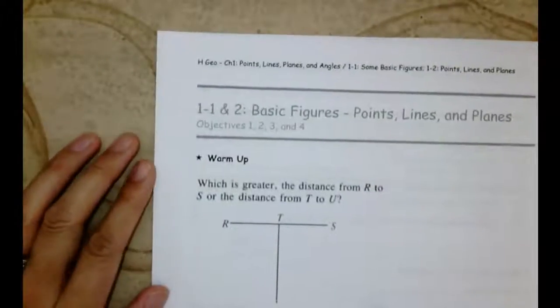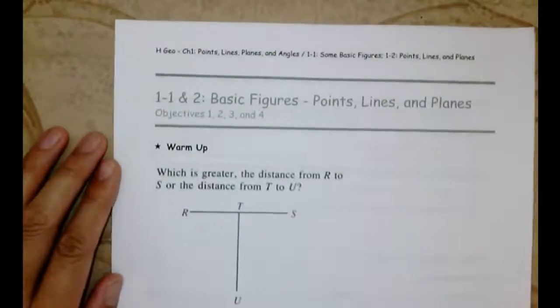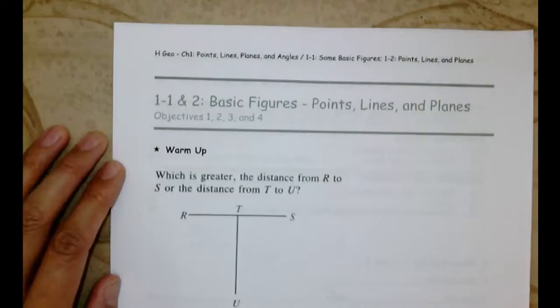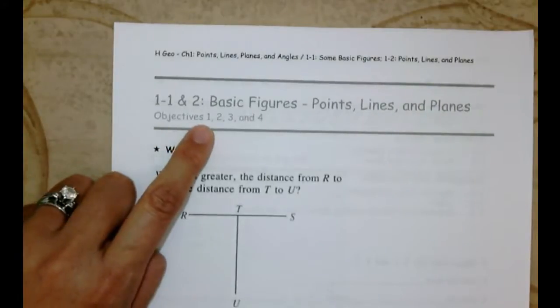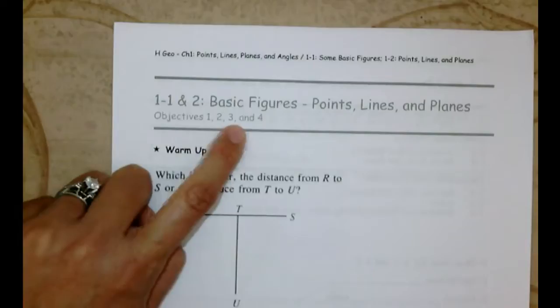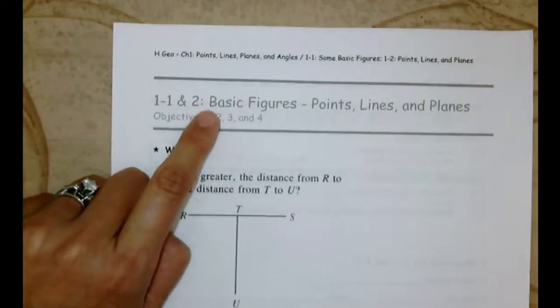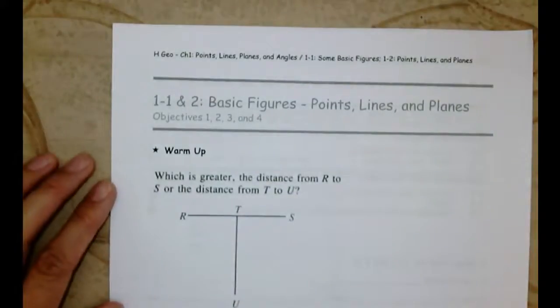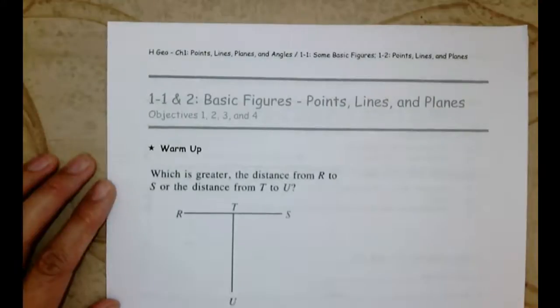Okay, welcome back. We are going to start chapter 1. This packet is for chapter 1, section 1 and section 2 together, and we will cover objectives 1, 2, 3, and 4. We are going to learn points, lines, and planes. Those are the basic figures that we need to learn to do geometry.